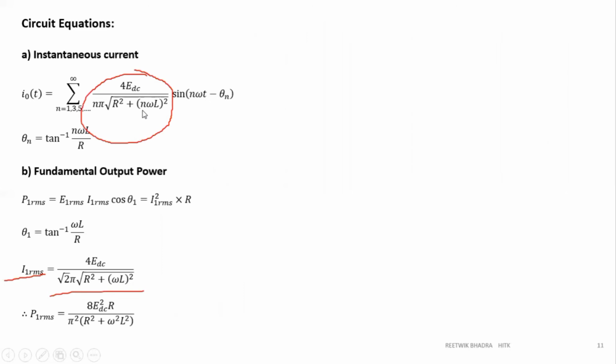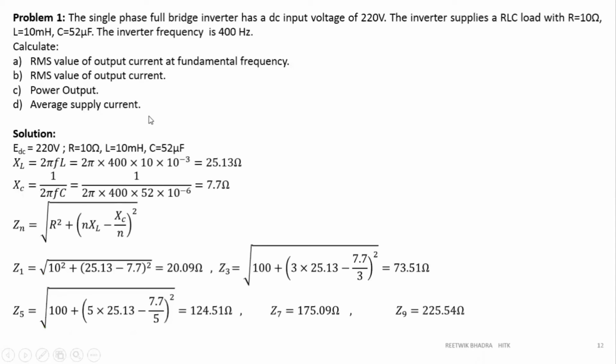You just can't do Z1 by 3 and get Z3, because that is not a factor that is included. See how n is related over here. You can't divide by n and get that value, which we did in the E1 RMS, E3 RMS calculations. So over here, the calculations are a little bit lengthy.